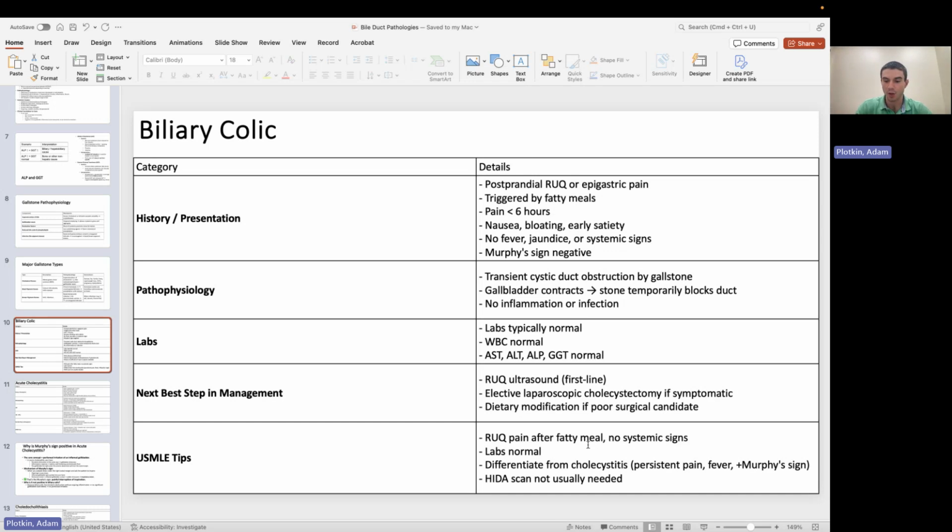The labs are normal. We differentiate this from cholecystitis because in cholecystitis, the gallstone is stuck there for a long period of time. So we see consistent pain, we see consistent fever from the long-term inflammation, and Murphy sign, which we'll talk about in a second. We're usually not going to need a HIDA scan. I'll talk about a HIDA scan in a second.